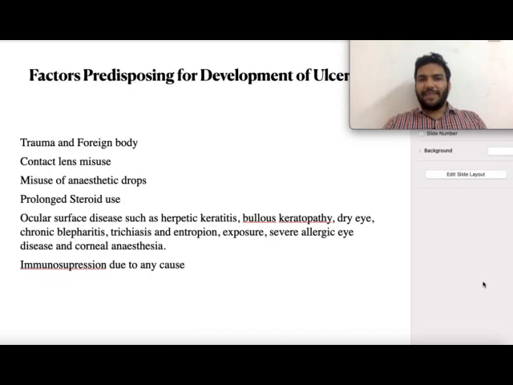So coming to factors predisposing to the development of an ulcer, in a normal cornea it doesn't happen. There should be some reason for the corneal ulcer to happen. These are factors like trauma, foreign body, contact lens misuse, misuse of anesthetic drops, prolonged steroid use, or any ocular surface disease like herpetic keratitis, bullous keratopathy, dry eye, chronic blepharitis, trichiasis, entropion, severe allergic eye disease, exposure, corneal anesthesia. All these can be factors predisposing to the development of corneal ulcer.